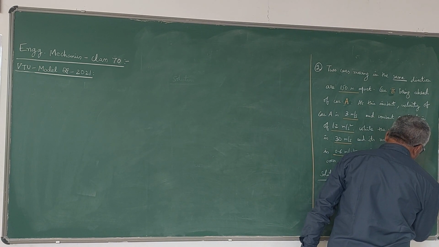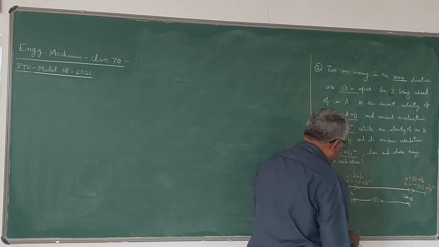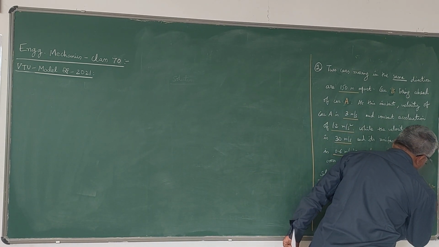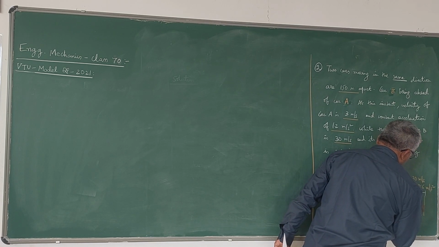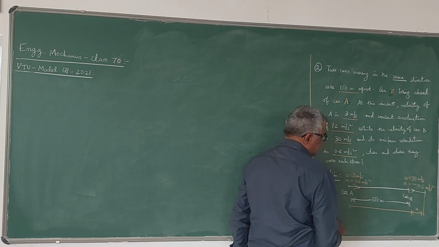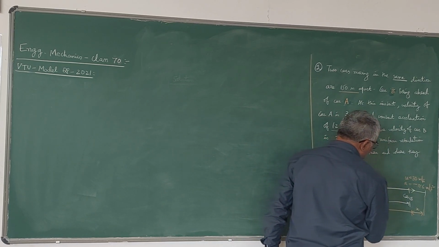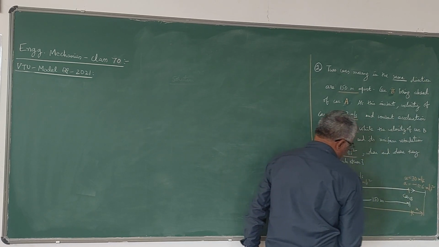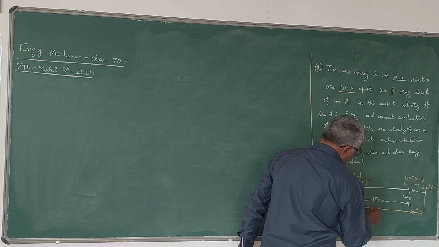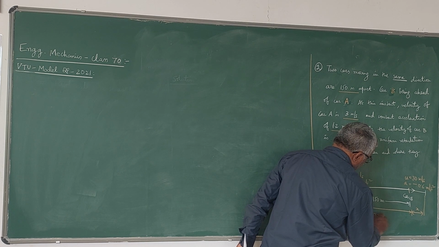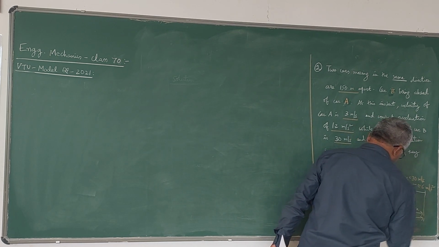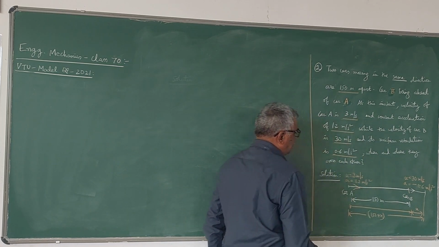Now the question here is, at some point these two cars will meet. So let me take the distance from car B where they meet as x. x is the distance where car A and car B will meet. We know that this is 150 meters, and therefore the total distance travelled by car A is 150 plus x. So this is the line diagram.